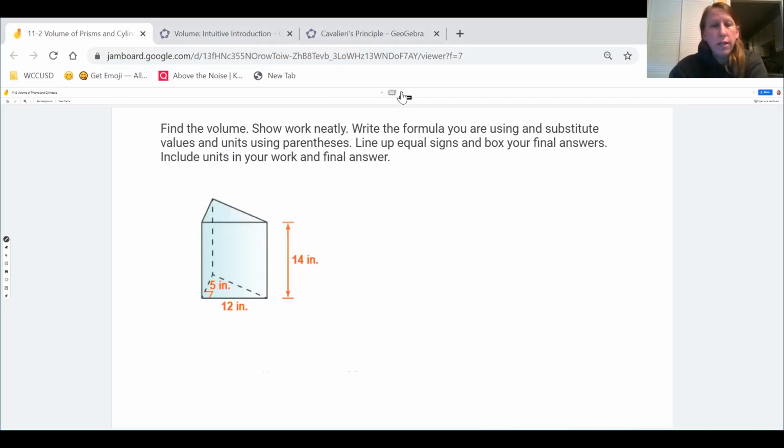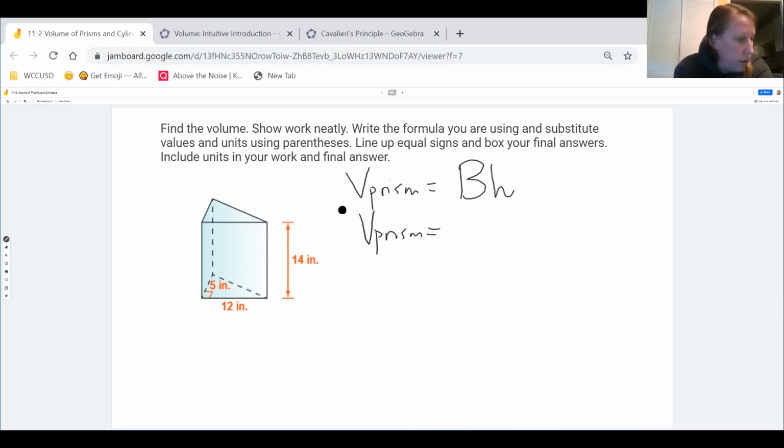Okay, let's do another one. So this is a prism. The volume of the prism formula is the capital B base area times the height of the prism. Again, the height of this prism is what? It's 14 inches. That's the distance between the triangles.